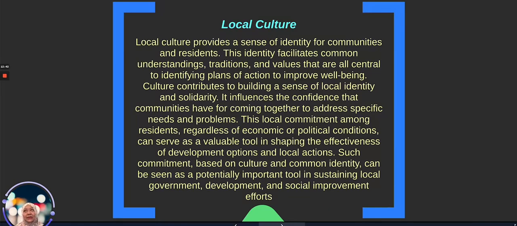And this local commitment to preserve the identity and originality among residents, regardless of economic as well as political conditions, can serve as a valuable tool in shaping the effectiveness of development, the development options and local actions. We can recognize this kind of commitment based on culture and common identity as a potentially important tool to sustain local government development as well as social improvement efforts. So that's on local culture. Basically, national culture is accepted by all Malaysians, while local culture is only accepted by that small community.